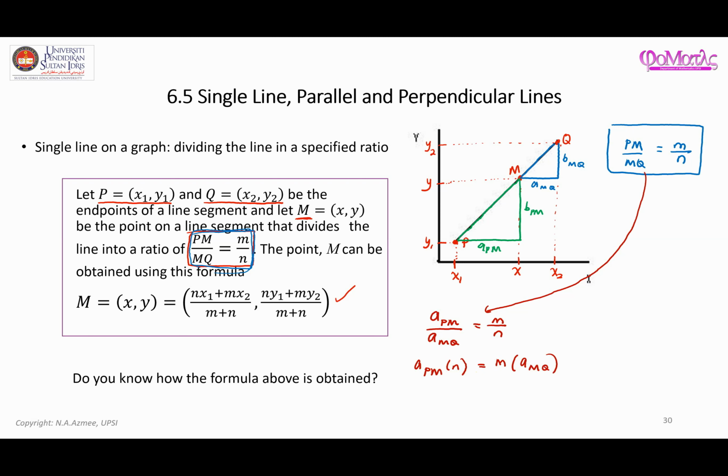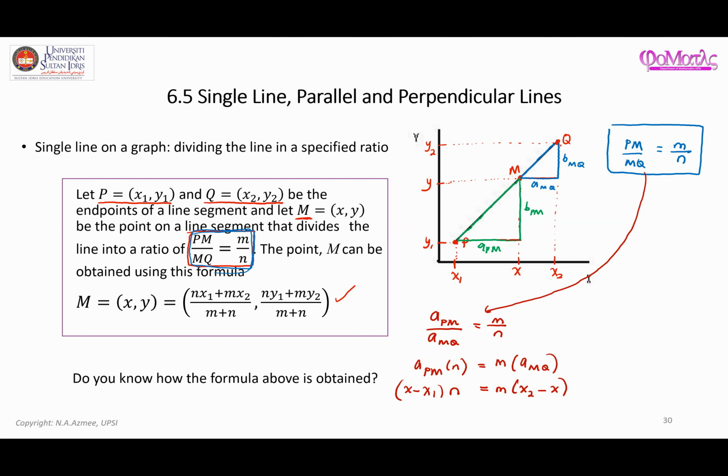So what is the length of this A_PM? Based on the graph, I hope you can see that the length can be obtained by having x minus x1. So x minus x1, times n. And for A_MQ, the length will be x2 minus x. So m times (x2 minus x).